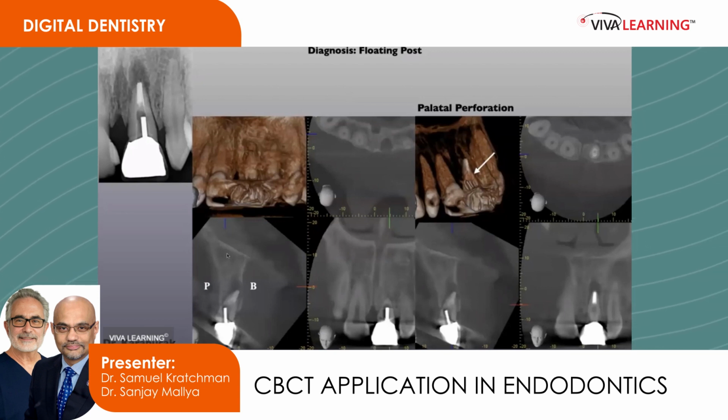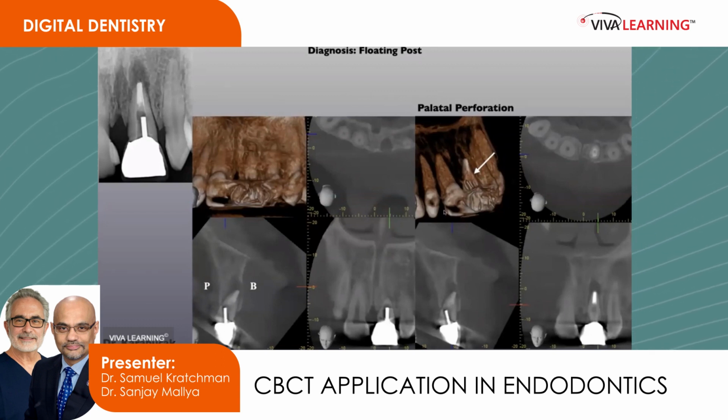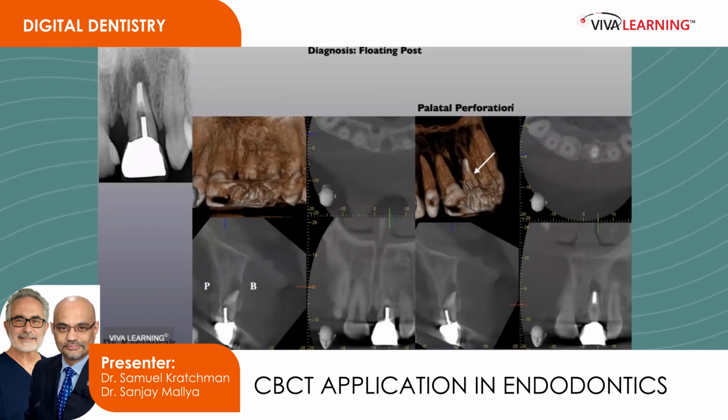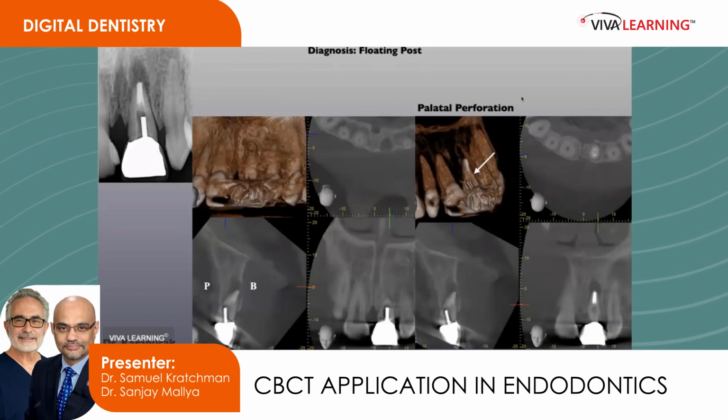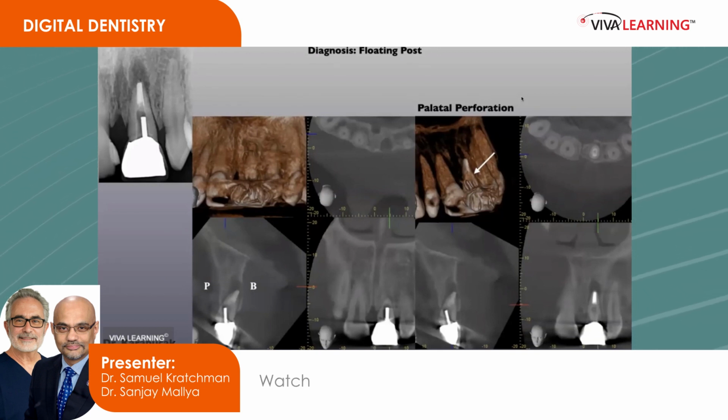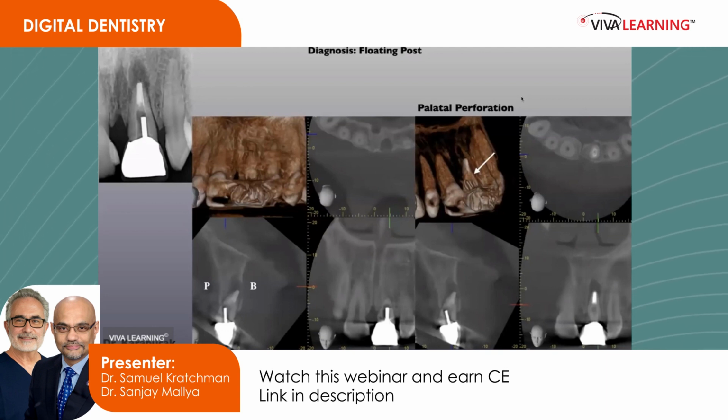And when you look down here in the lower left, the root is actually almost 45 degrees to the shape of the crown. And as you can see here, there's a palatal perforation with that post. So if I went in surgically, I would never be able to address that. This would never heal.